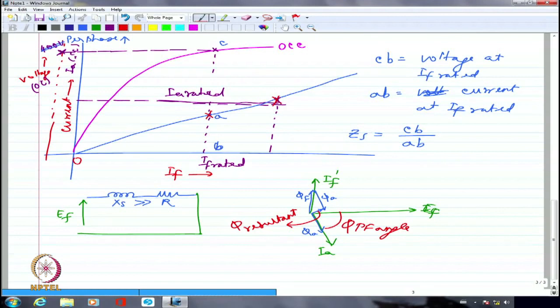Absolutely. We would have gone way beyond saturation. A very, very huge amount of flux. If the saturation had not been there, you would have seen a huge amount of flux.